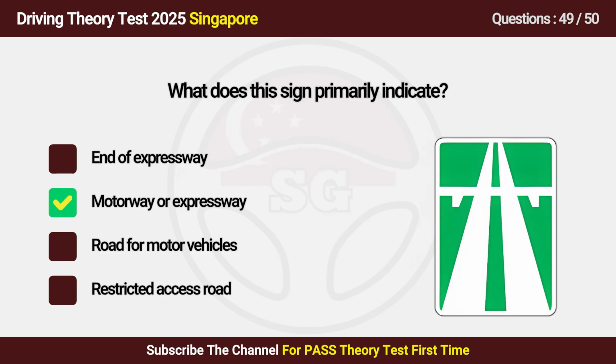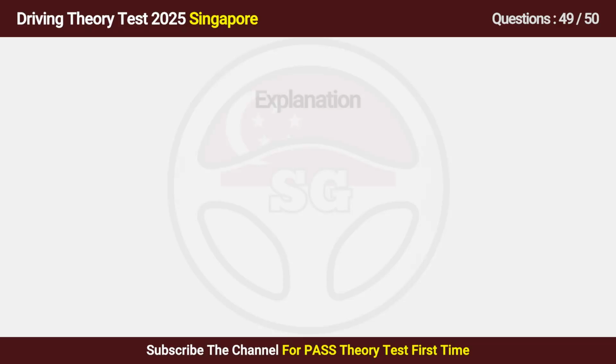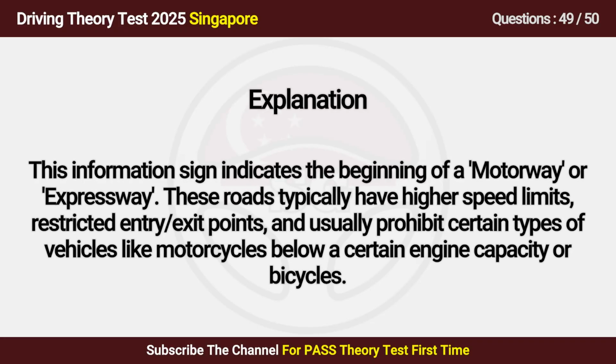Answer is B. Motorway or expressway. This information sign indicates the beginning of a motorway or expressway. These roads typically have higher speed limits, restricted access points, and usually prohibit certain types of vehicles like motorcycles below a certain engine capacity or bicycles.